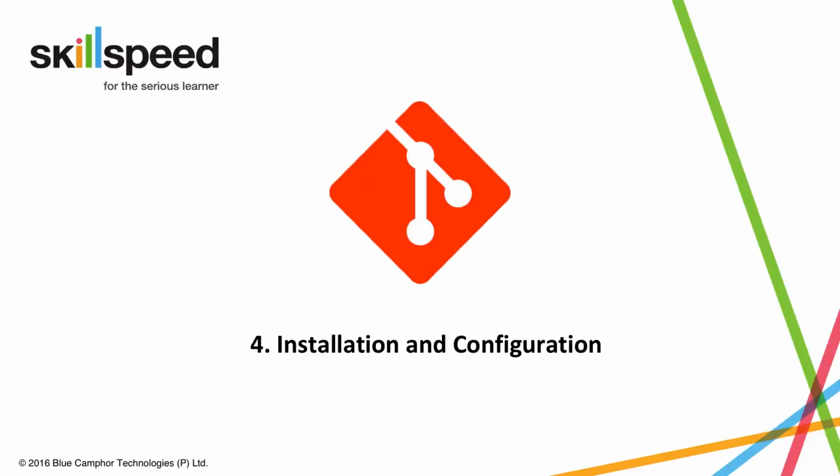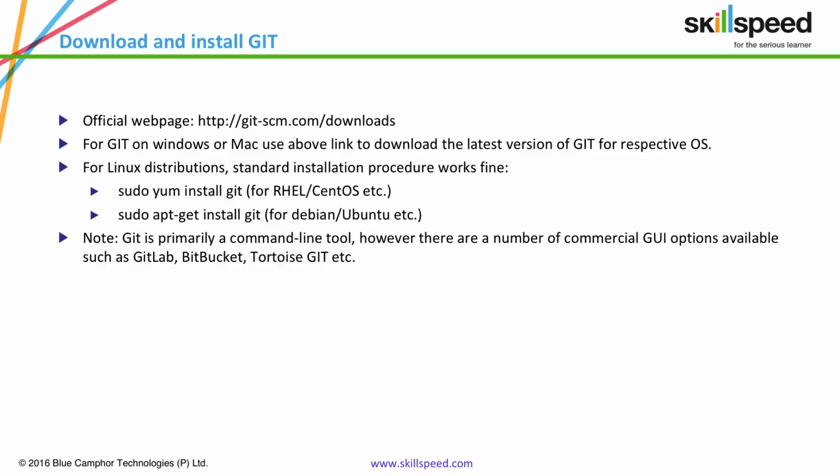In this video, we are going to talk about Git installation and configuration. So as you can see, the official web page has been listed, git-scm.com, where you can go and find more information about Git. And you have the packages available for Linux, for Windows, and for Mac. Git is supported by most of the major platforms, and you can find the packages over there.